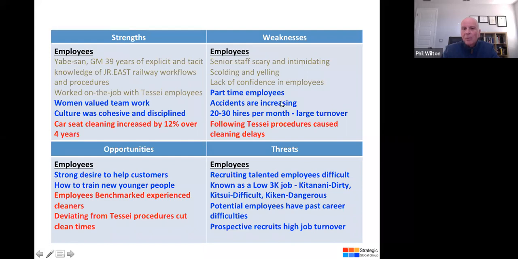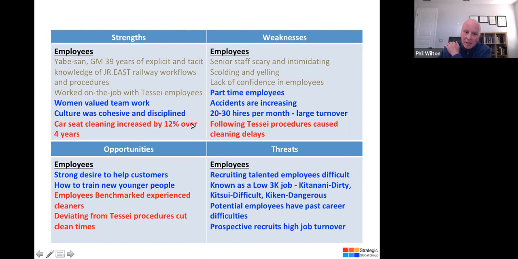So when we go up and look at the weaknesses side, we can see we've got 20, 30 hires per month. And that was a large turnover for Tessai. They could also see that accidents were increasing, and a lot of the employees were just part-time.